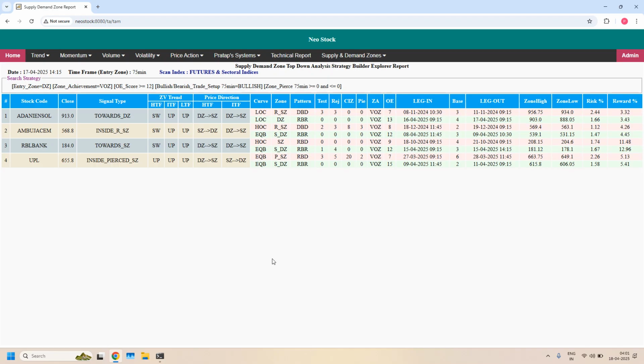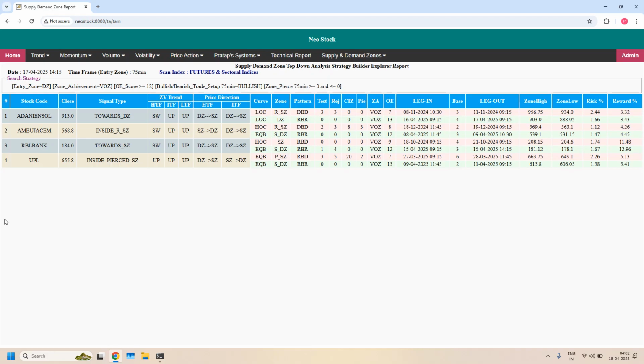So all these 4 stocks are supporting a bullish trade setup for weekly income trade, and the entry time frame zones are 75 minutes demand zones. So we got 4 75 minutes demand zones. Out of these 4 75 minutes demand zones, how many have a higher probability of success? That we will filter based on the zone confluence.